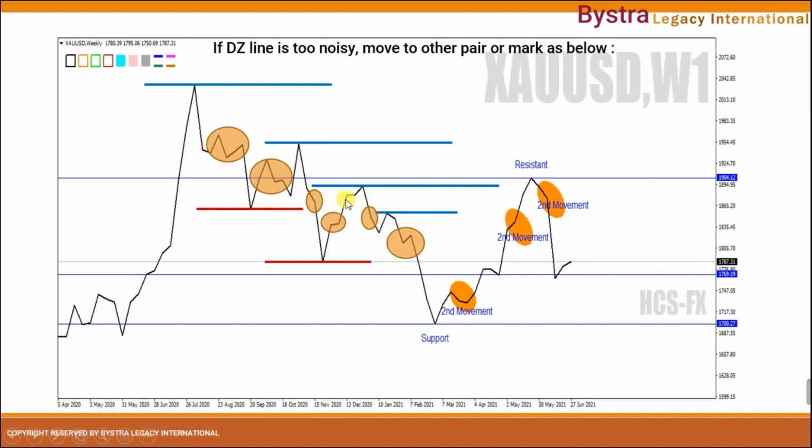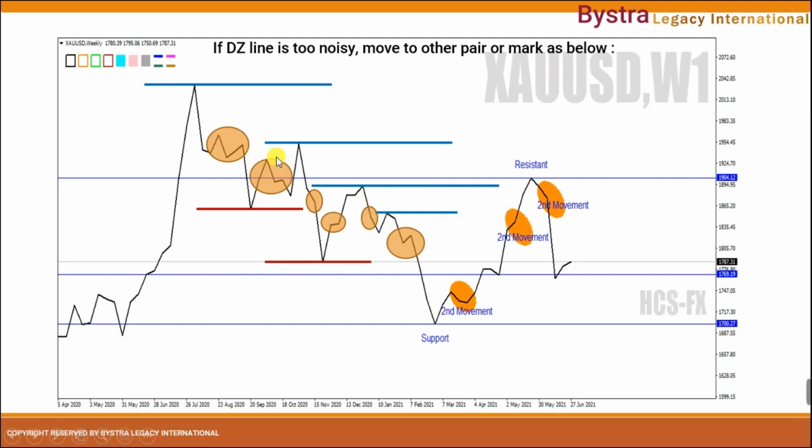So how do we identify second movement? Well, there is no specific way to identify it. I just mark it this way. I would only take this kind of thing, the one that really stands out from the rest, as my significant support or resistance. It doesn't mean that if I don't mark it, it doesn't have any reaction.